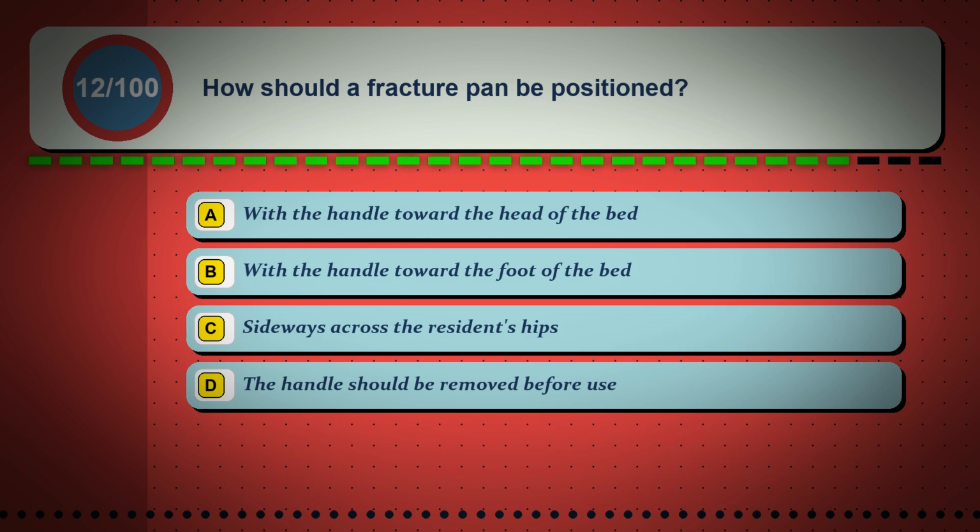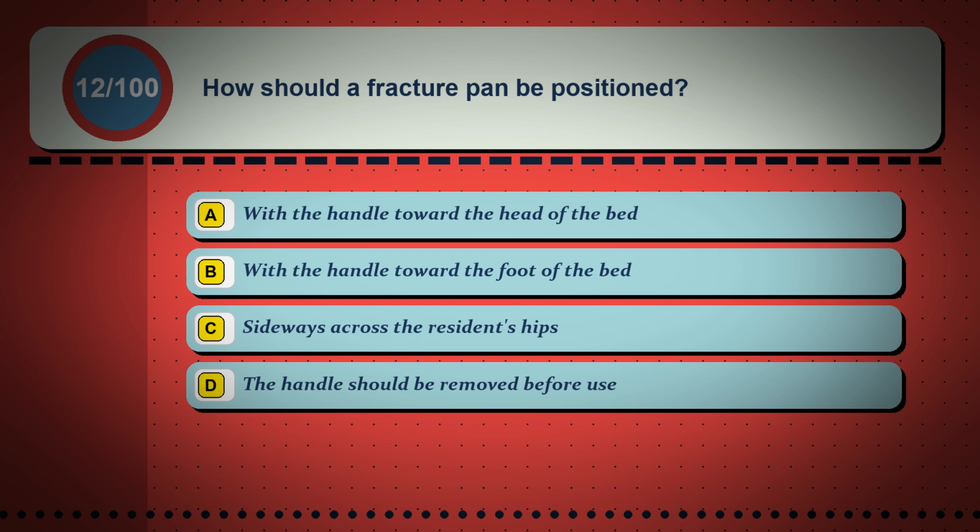Question 12. How should a fracture pan be positioned? Option A, with the handle toward the head of the bed. Option B, with the handle toward the foot of the bed. Option C, sideways across the resident's hips. Option D, the handle should be removed before use.